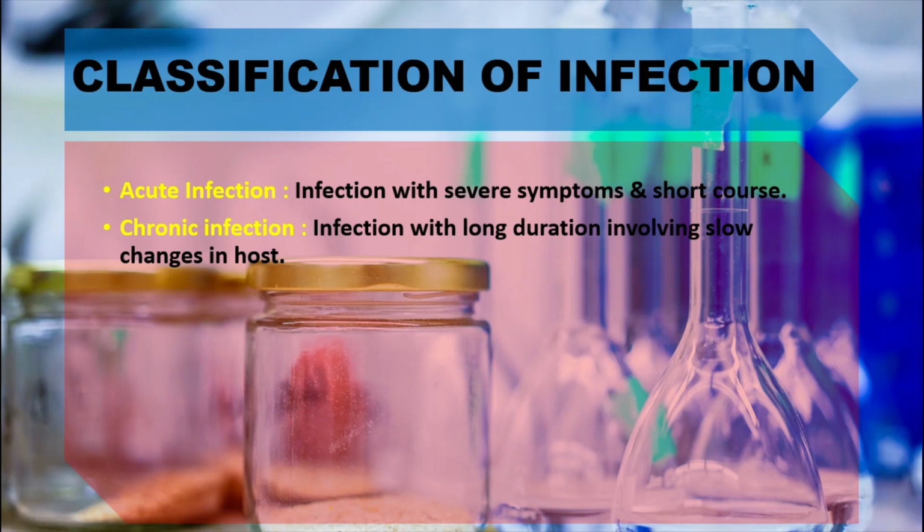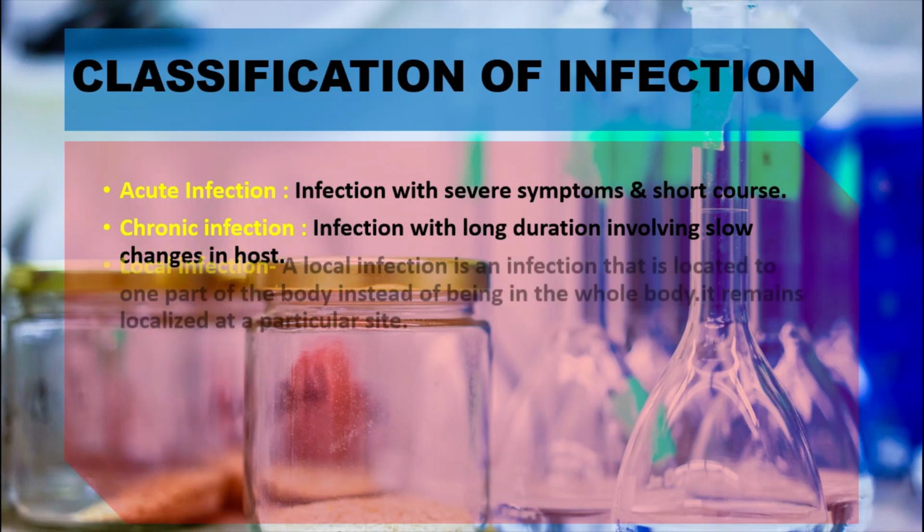The second term used is the chronic infection. The term itself suggests an infection of long duration involving slow changes in the host. The best example is the various fungal infections of the skin. They are generally chronic. They are not seen earlier, but they appear and the host will show the changes.